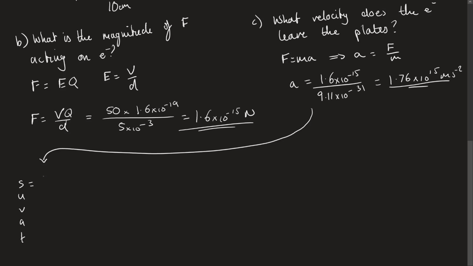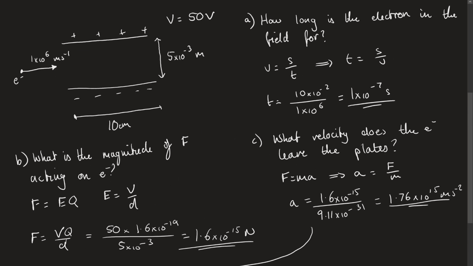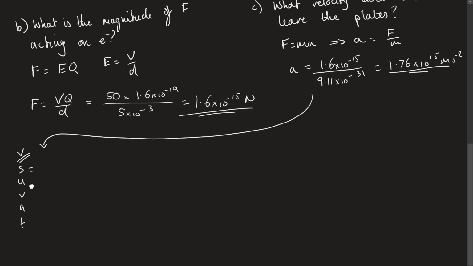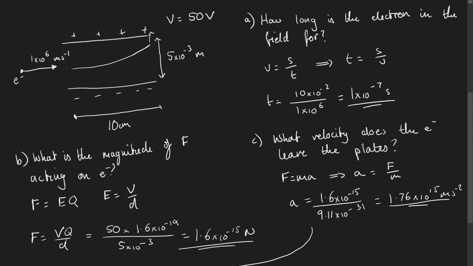Although this is now going to be vertical, right? This is a common mistake that everyone makes. They say this is the distance that it's traveled through, so that must be the displacement. But actually, we're looking vertically, and vertically through these plates, we don't know how high it's going to go. We know it's going to follow some sort of curved path because it's going to end up being forced upwards, but we don't know the vertical displacement. So we can leave that one blank. We do know the initial vertical velocity is 0 meters per second, because we start by saying that this is traveling completely horizontally.